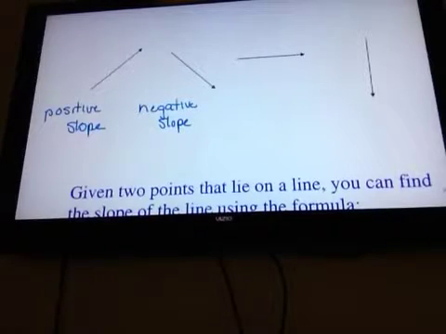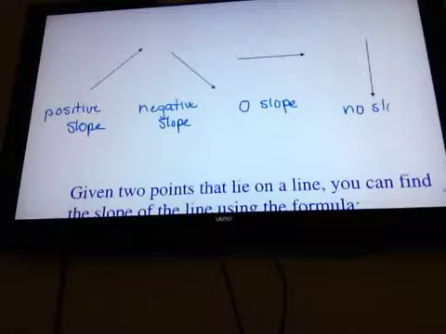The one that is a horizontal line there, that is a zero slope. And the one that's vertical is a no slope. So no slope and zero slope are two different things. They're not the same.